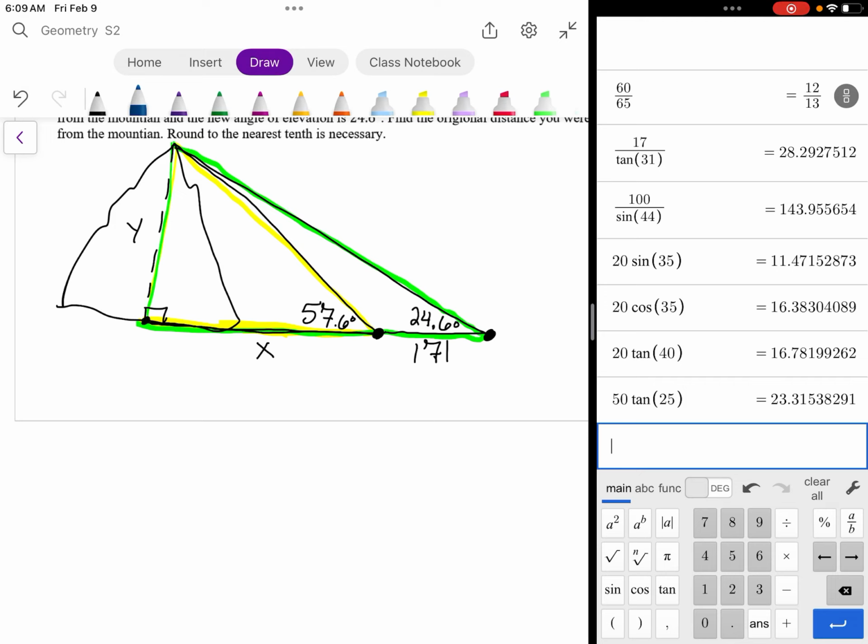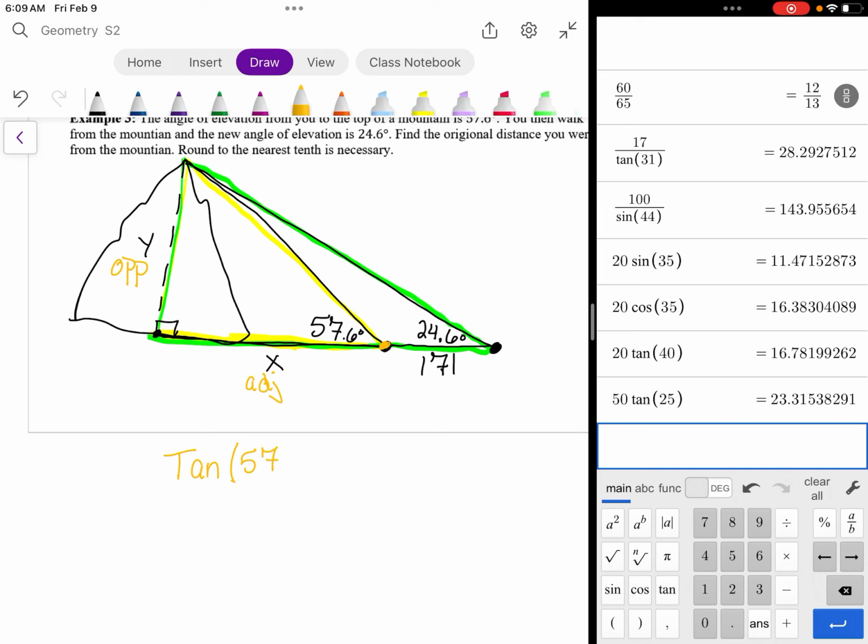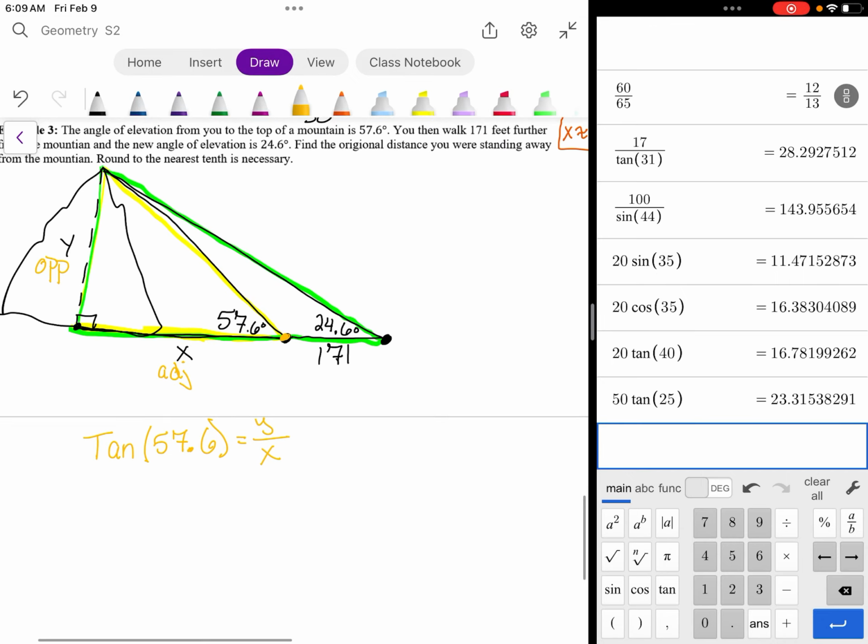We are going to take from our original triangle, so the yellow triangle, 57.6 is our reference angle, and we're going to label our opposite and our adjacent. That's going to tell us to set up a tangent function, and that's going to be tangent of 57.6 equals y over x. So our opposite over our adjacent.